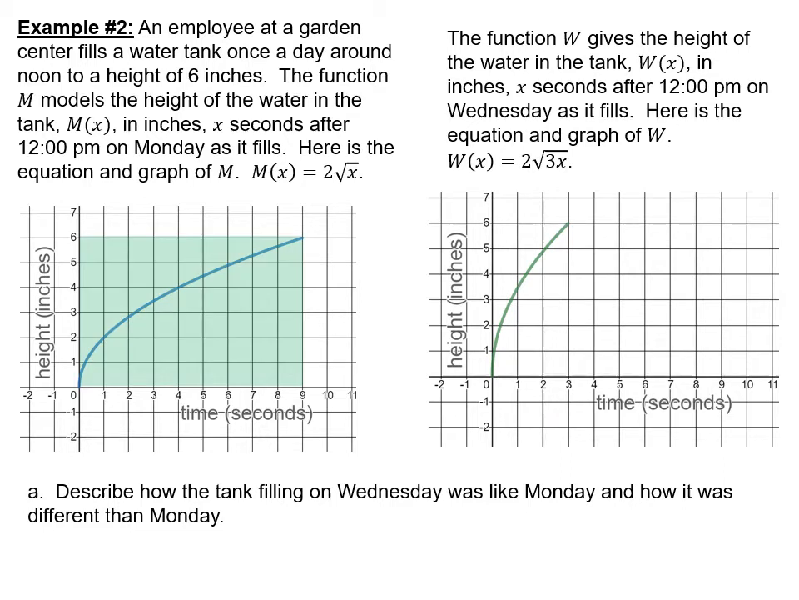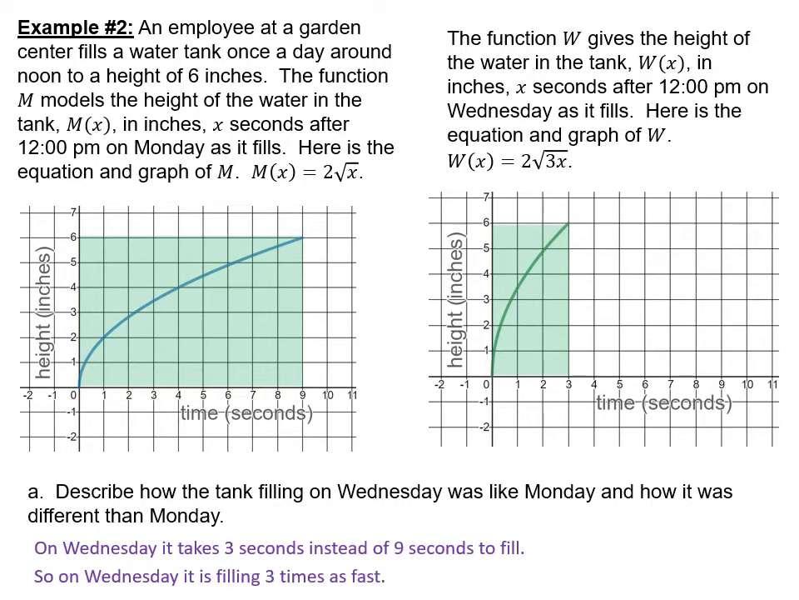So that took a total of 9 seconds. That takes a total of 3 seconds. So it's a third of the horizontal distance. So it looks like it shrunk horizontally by a third. It takes 3 seconds instead of 9 seconds to fill. So on Wednesday, it's filling 3 times as fast. And that really comes from that 3 inside with the x.